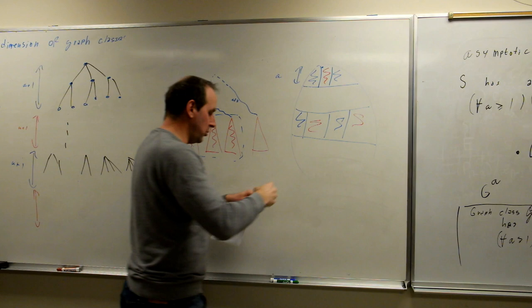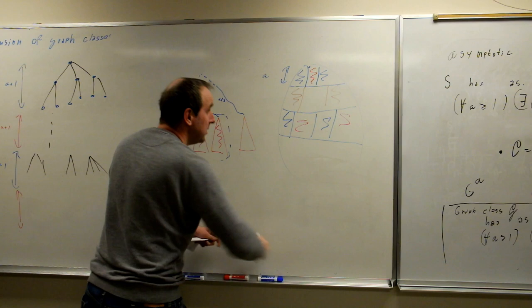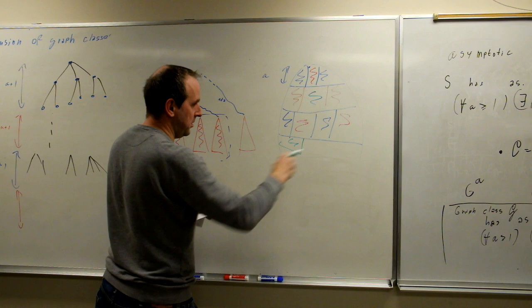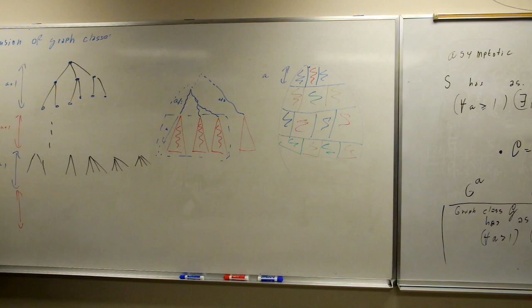And you can use a different set of two colors, brownish and green, in this layer and this layer. And so in this way, you get a good coloring using four colors. So this shows that planar graphs have asymptotic dimension at most three.